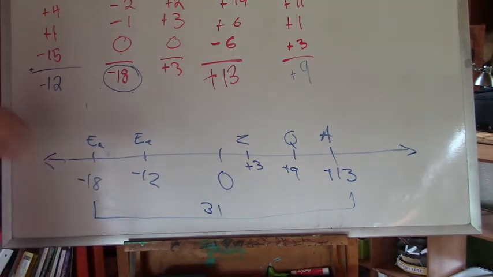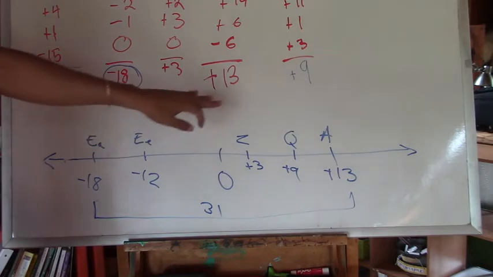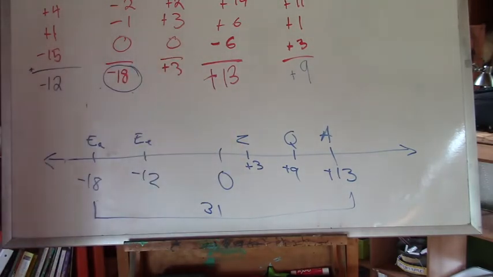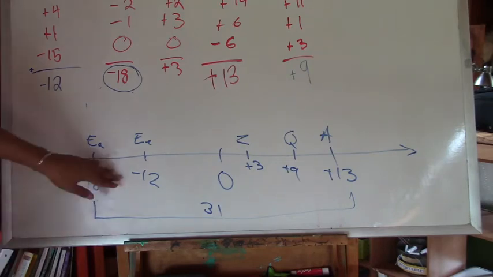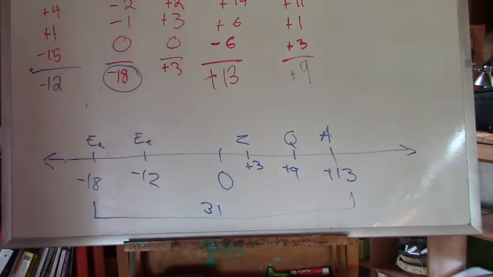Okay, what's the difference between Ellie's score and Zach's score? 15. You're not fast enough. Is it 15? Yeah. You agree? All right. What's the difference between Ella's score and Quinn's score? 27.